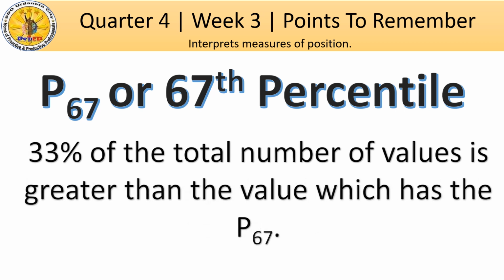From that definition, we can also draw out another meaning of the 67th percentile, which means that 33% of the total number of values is greater than the value which has the P67. Since 67% of the scores are less than or equal to the value, the remaining percent, 100% deducted by 67%, is 33%, which is the share of values greater than the value of the 67th percentile.